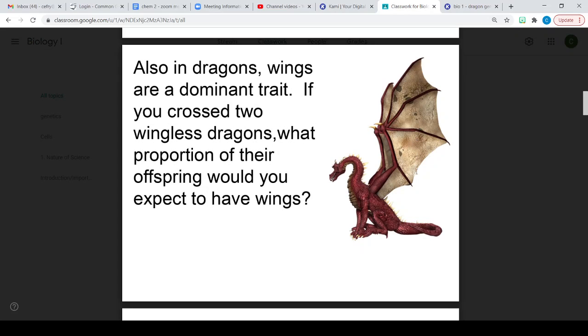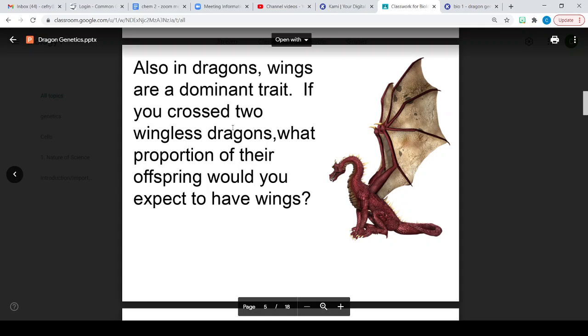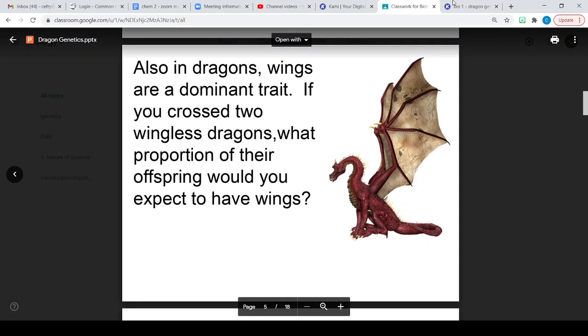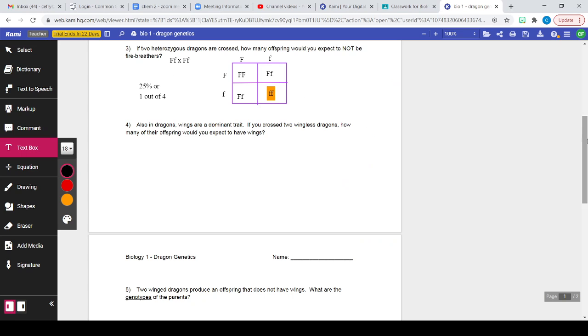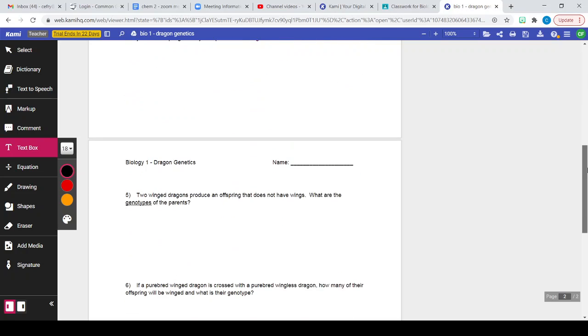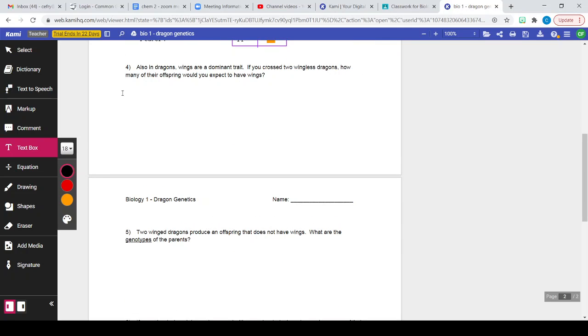Also in dragons, wings are a dominant trait. So if you have wings, that means you have a capital letter somewhere. One of your 2 letters is a capital. Maybe it's both, but at least one of them is. If you crossed 2 wingless dragons, what proportion of their offspring would you expect to have? All right, so let's look at this. So the first step is, it doesn't ask you to do this like we did in number 1, but I'm going to go ahead and do this with you so we can see what we're working with here, okay?